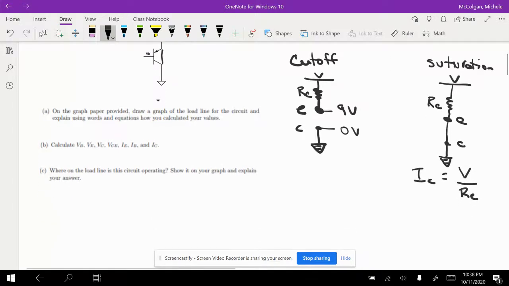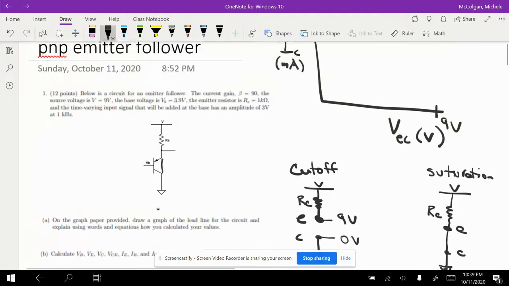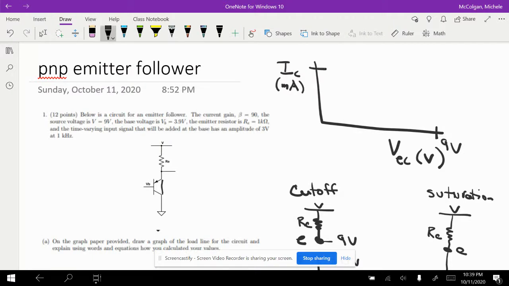And in our case, IC is equal to V over RE. So we're going to plug in 9 volts over 1K, and that gives us IC equal to 9 milliamps, or 0.009 amps. So over here I can draw 9, in milliamps, and then that's what my load line is going to look like, just like that.